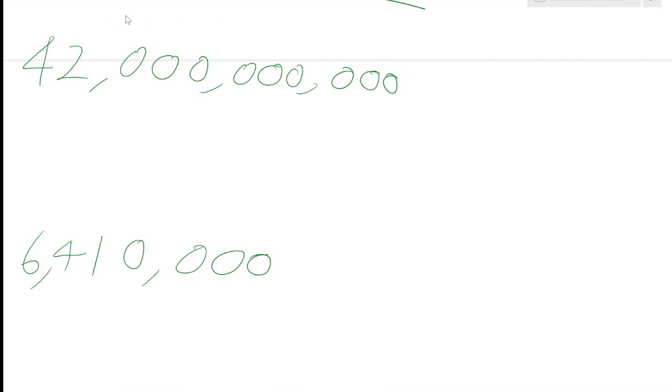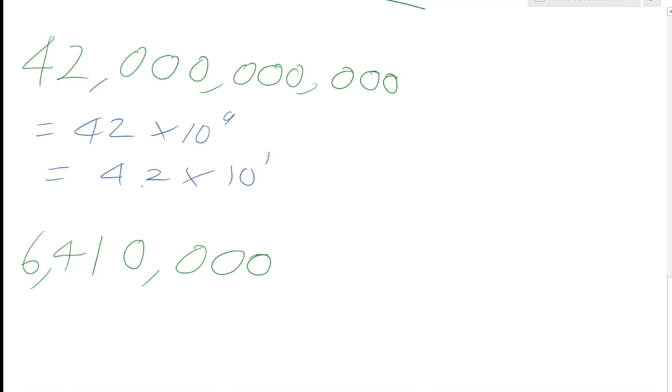And okay, so 42 billion, first of all, equals 42 times 10 to the 9, because we've got 9 zeros, but then we need to get this between 1 and 10. If we divide by 10, we get 4.2, but we have to multiply by that 10, so we just raise the power by 1. So 42 billion is 4.2 times 10 to the 10.